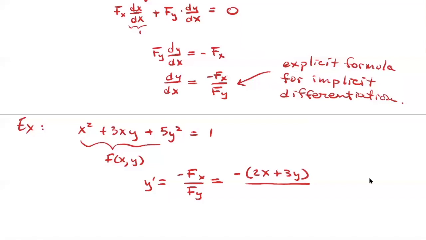Now you're taking the derivative of that big F with respect to y. So x squared goes to 0. Derivative of 3xy is 3x. And the derivative of 5y squared is 10y. That is implicit differentiation of the y.